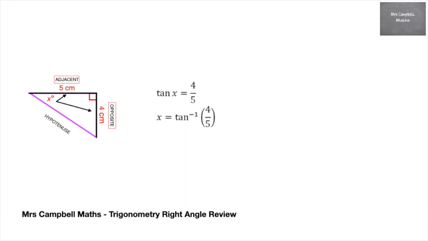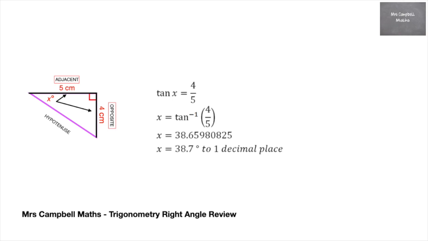Now let's put that into our calculator. Lift your calculator and it's inverse or shift tan, and you'll see the inverse tan coming up on your calculator. Open a bracket, 4 divided by 5, close your bracket. X is equal to 38.65980825. If we want to round that to one decimal place, that would be 38.7 degrees.